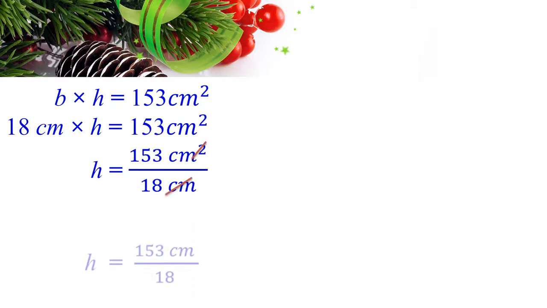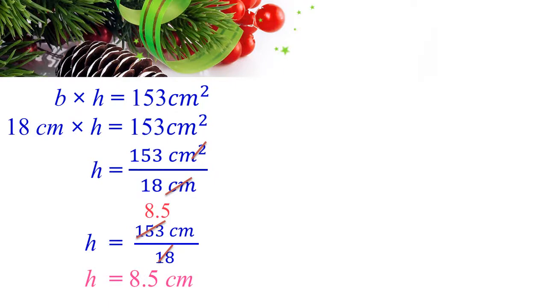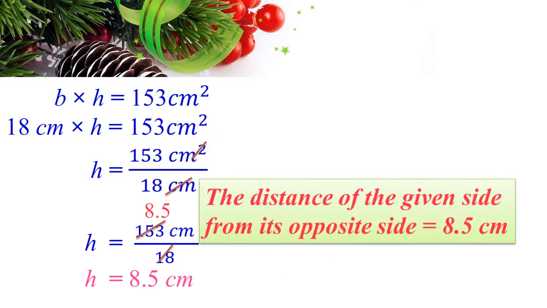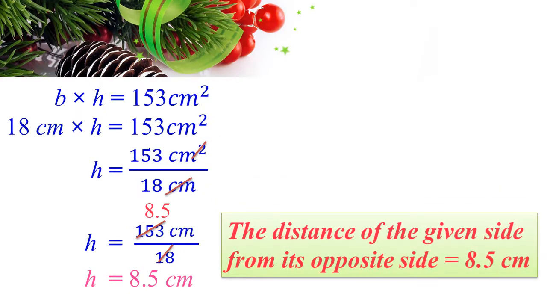Now cancel the centimeter squared and centimeter. We get h equal to 153 centimeter divided by 18. Next cancel the common factors. 1 18s are 18, 8.5 18s are 153. Therefore h equal to 8.5 centimeter. The distance of the given side from its opposite side equal to 8.5 centimeter.